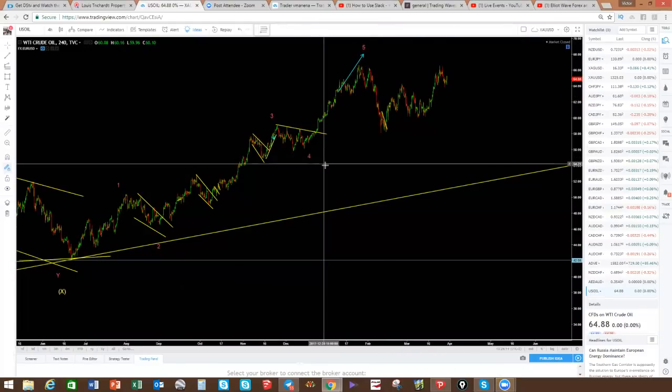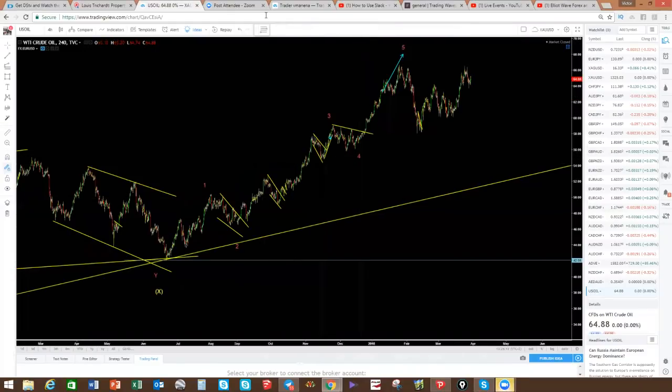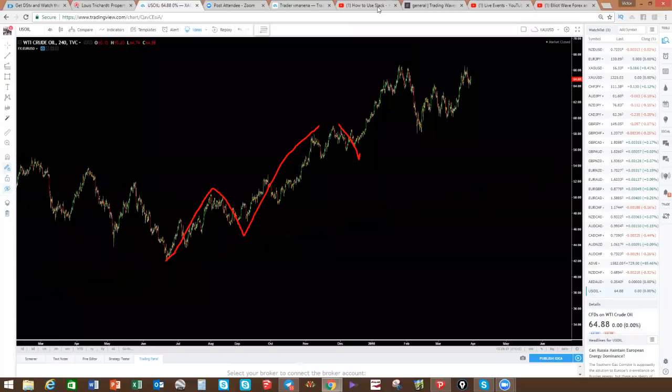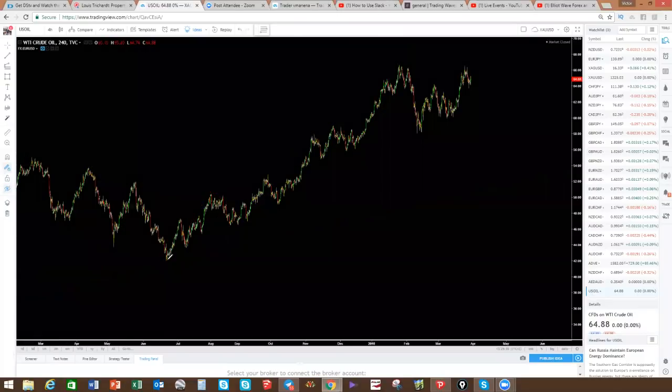Just want to show you the structure that we'll be looking at on oil. I was just checking that the recording is back on. It's back on. 1, 2, 3, 4. As you can see there, let's switch off all these other labelings so we can see only the annotation. It's clear: 1, 2, 3, 4, 5. We're looking at this as an A and this 3-wave move as a B, and then we're going to be looking for downside. That's how we've been looking at this all along.